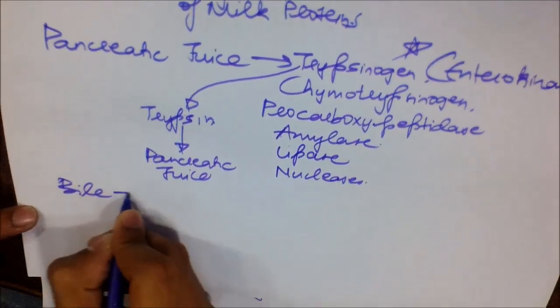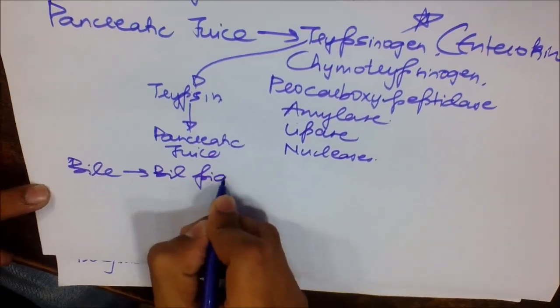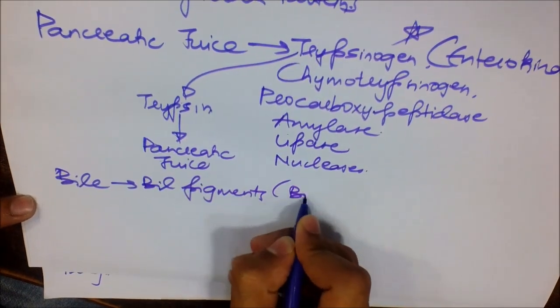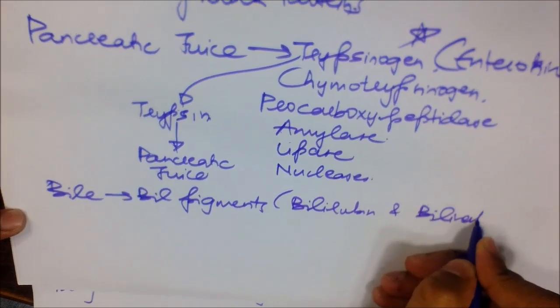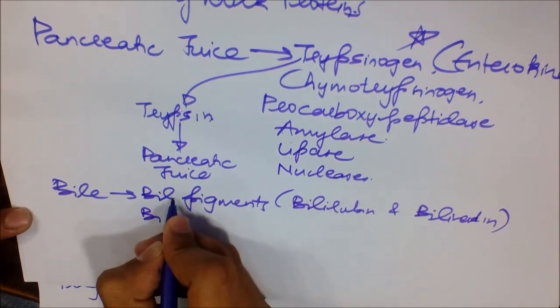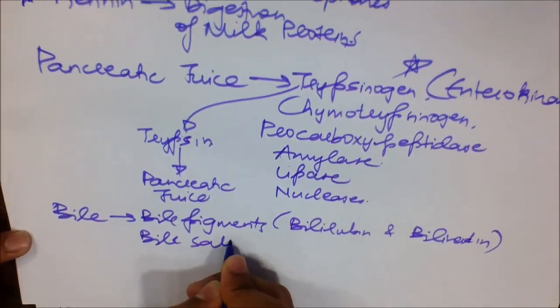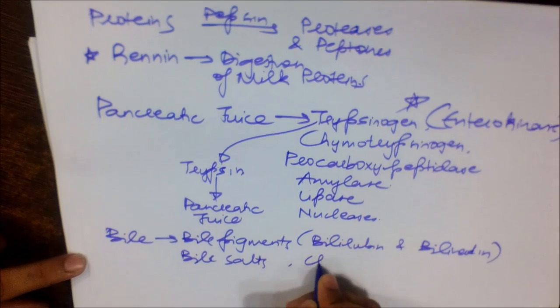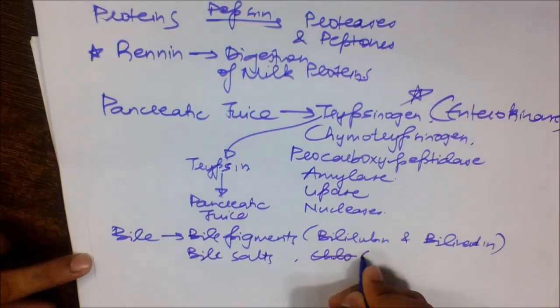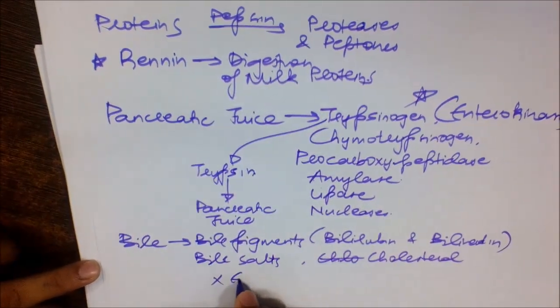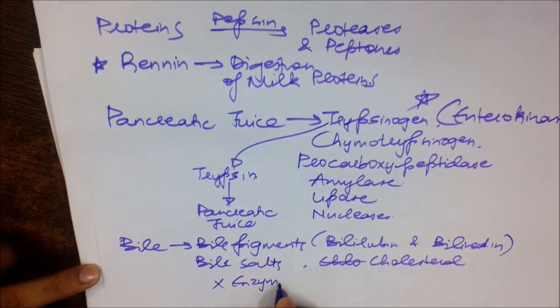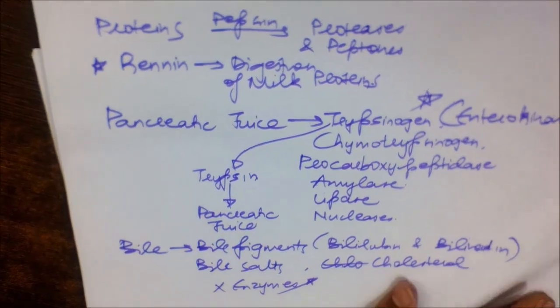The bile released into the duodenum contains bile pigments, namely bilirubin and biliverdin, bile salts, cholesterol, and phospholipids, but no enzymes. Bile helps in emulsification of fats, that is breaking down of fats into small micelles.